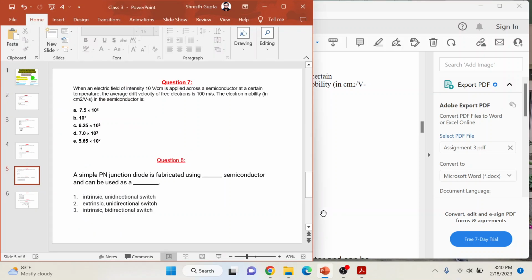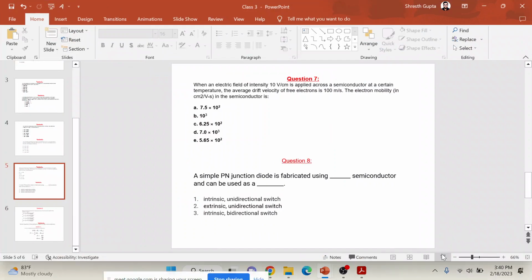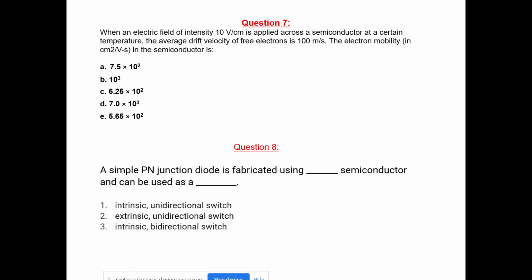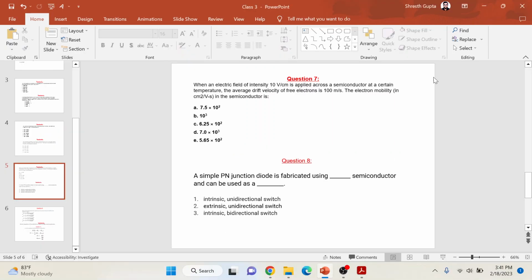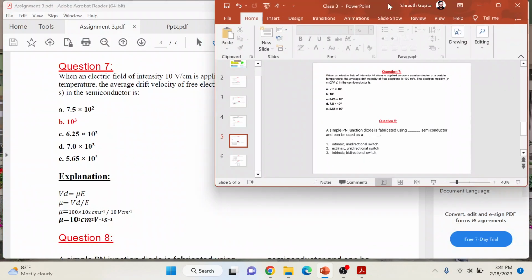Are you able to understand? Yes. Okay. Now let's move to the next question. The next question is saying a simple PN junction diode is fabricated using dash semiconductor and can be used as a dash. And the options are intrinsic unidirectional switch, extrinsic unidirectional switch, intrinsic bidirectional switch. And I'm giving you 5 minutes to think of the answer. This is a conceptual based question. It's a very easy question. And I just want to see who can answer this. So I'm giving you 5 minutes to answer this question.